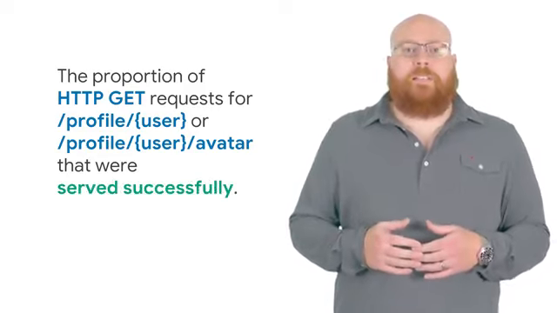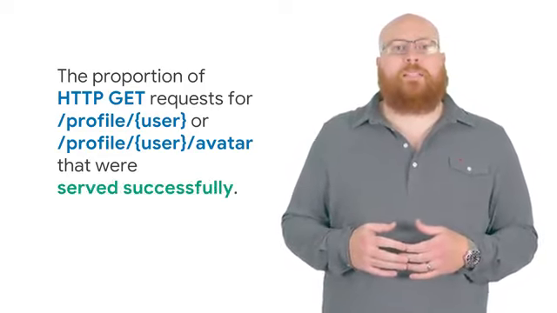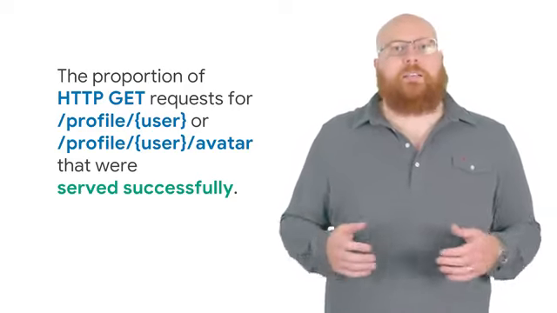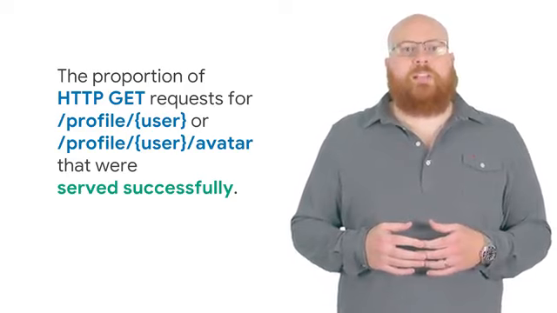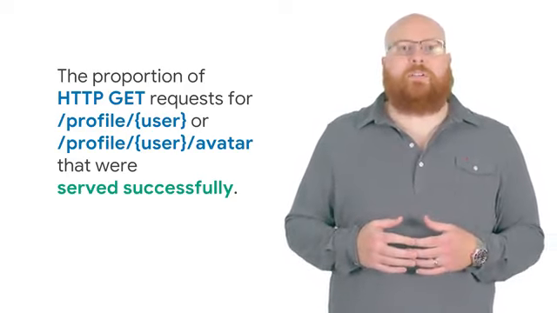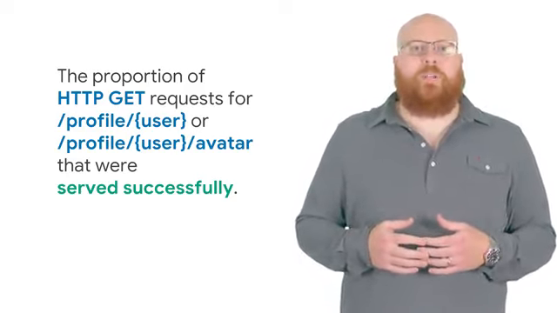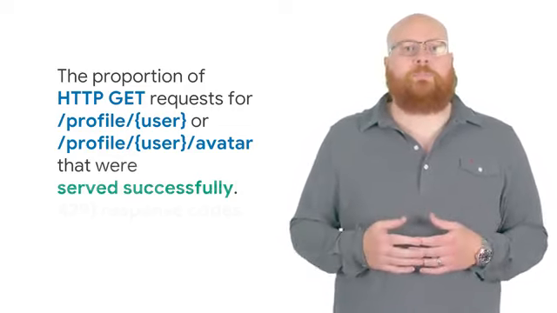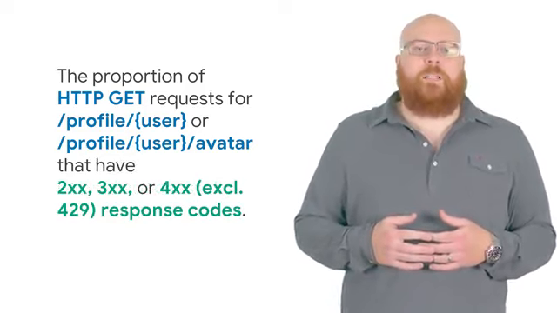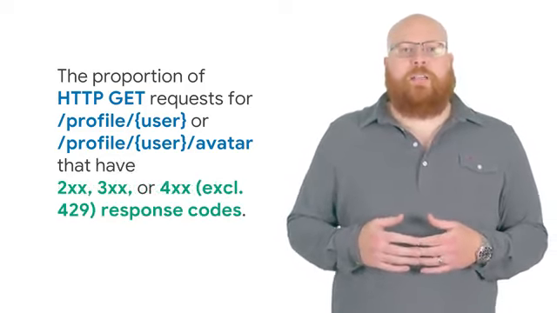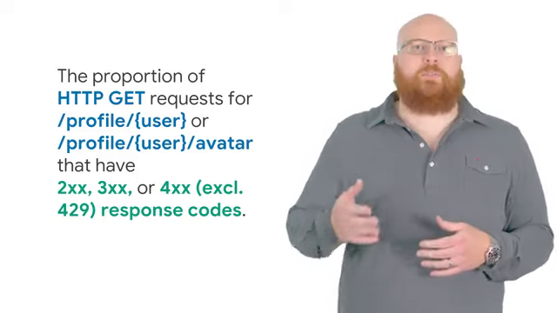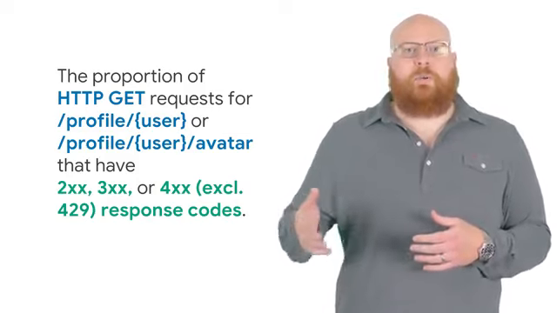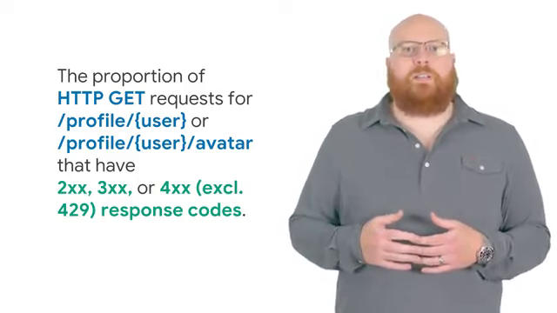On to a definition of success. Our company just wants to get something simple measured quickly, so we're going to use the HTTP status code as an indicator of success. Rather than enumerate every possible code, we'll just assume that any 500 class codes are bad and include 429 for good measure because that's what our servers return to users when they're overloaded. Plugging this back into the specification gives us the proportion of HTTP GET requests for /profile/user or /profile/user/avatar that have 200, 300, or 400 response codes.